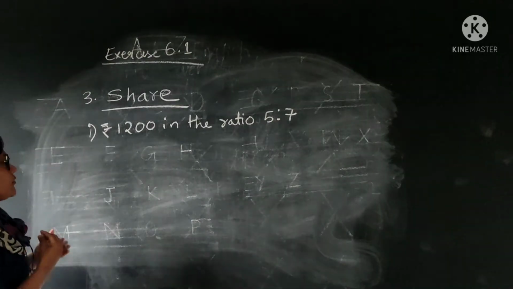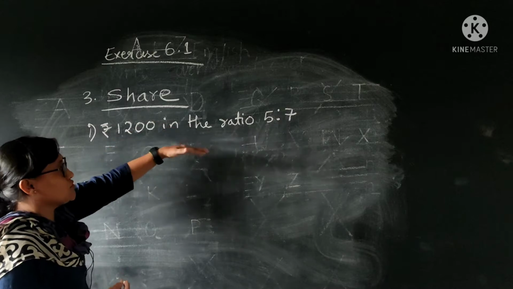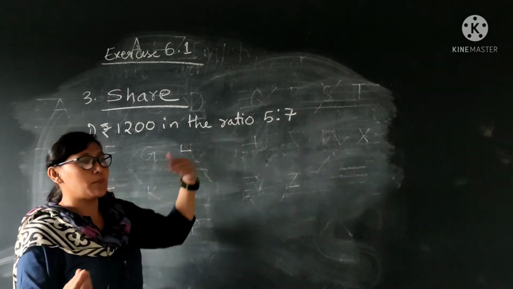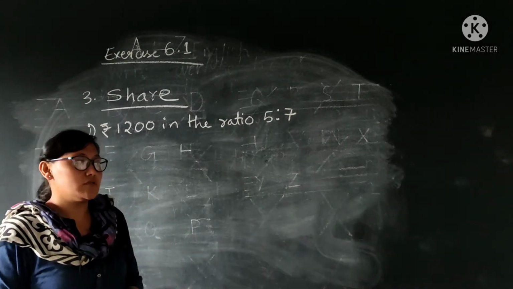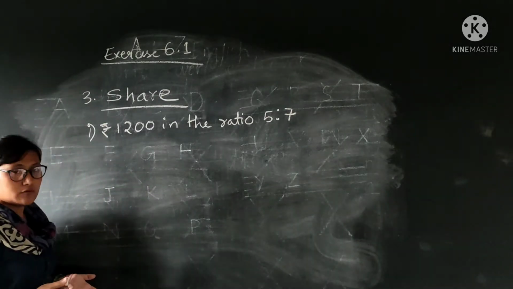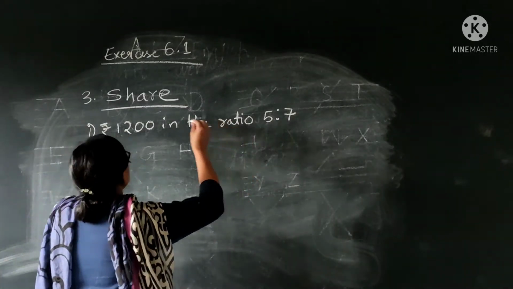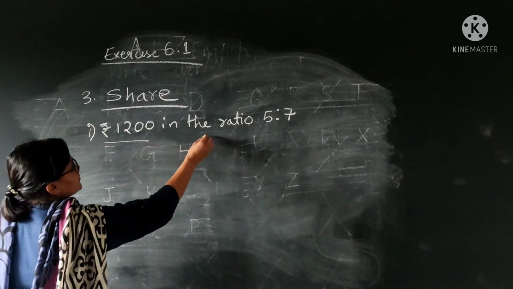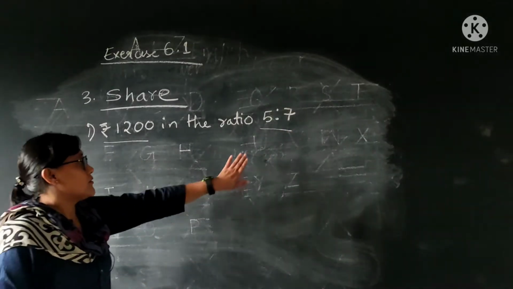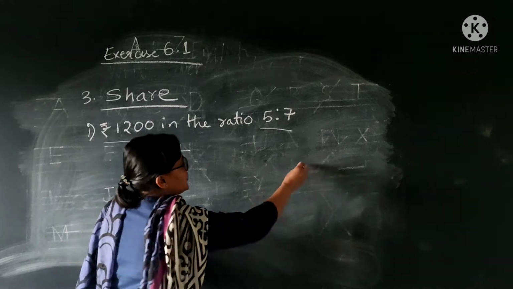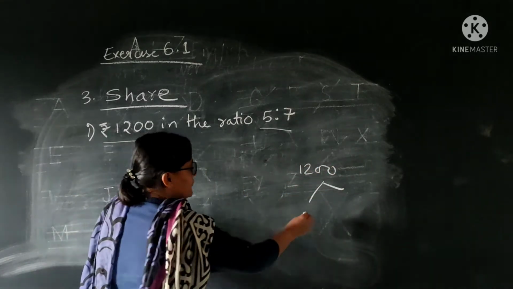Alright. So, how we have to do this type of question is, you must understand that whenever we do ratio, it is like sharing, it is like comparison. It was already said, it is like comparing two or more given quantities. Here you can see it is given: share rupees 1200 in the ratio 5:7. So if 1200 is being shared among two persons, then they are getting 5:7.